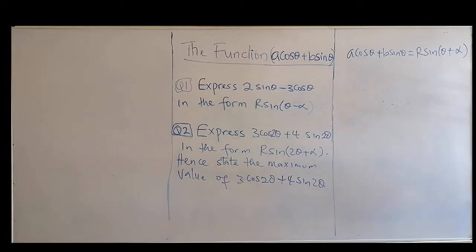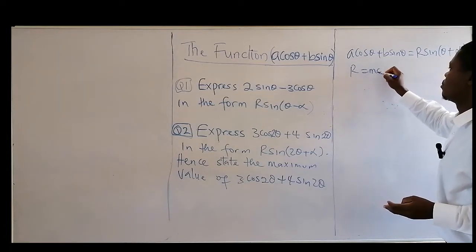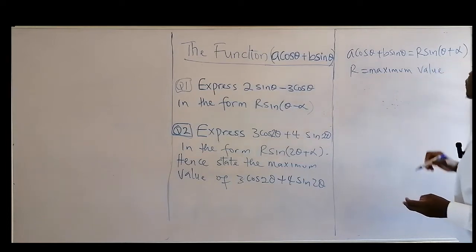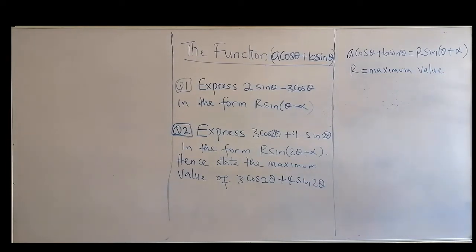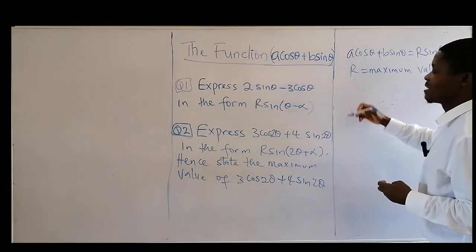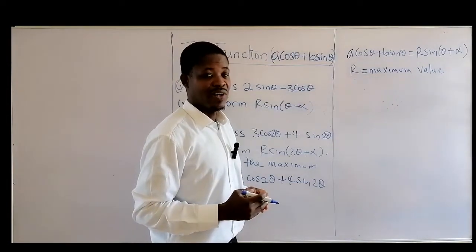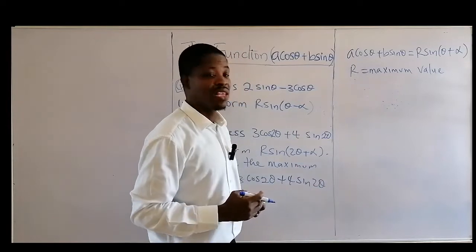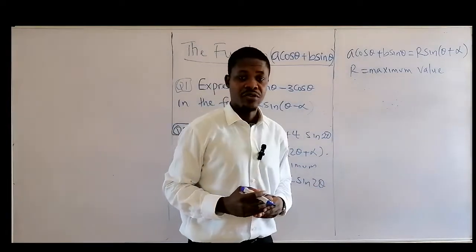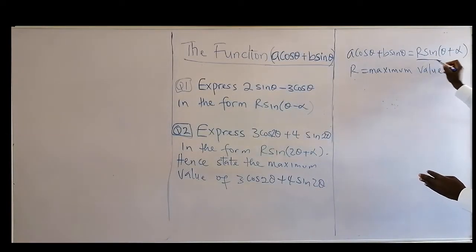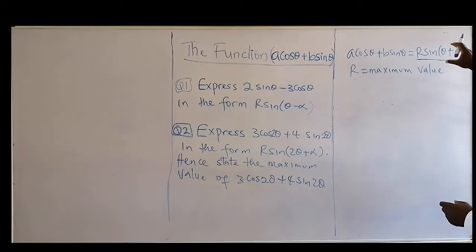So this is a function. The r is the maximum value, or maximum displacement, of the function, and then α is an angle that we are to calculate. So we must get the value of r, which is the maximum value, and we must get the angle α also. The question will tell you the form. So in this format, what can we do?